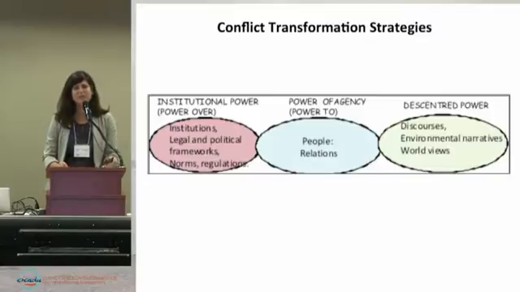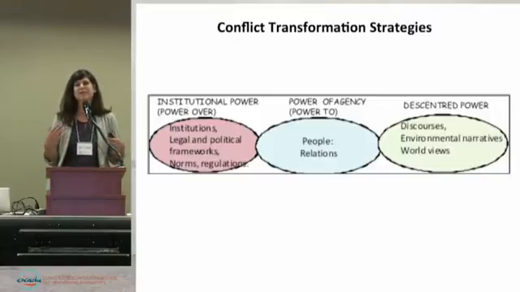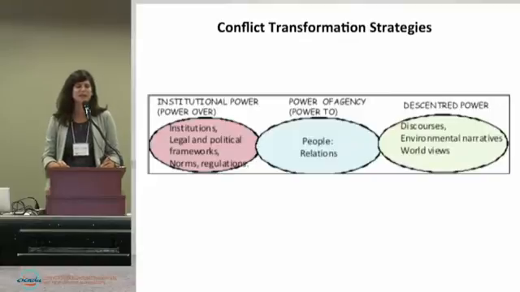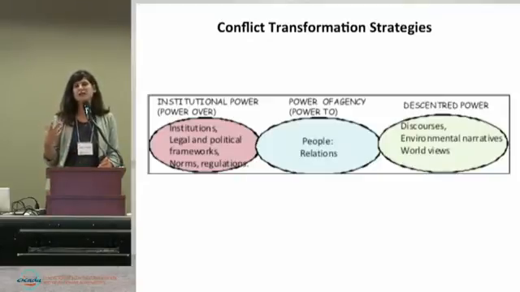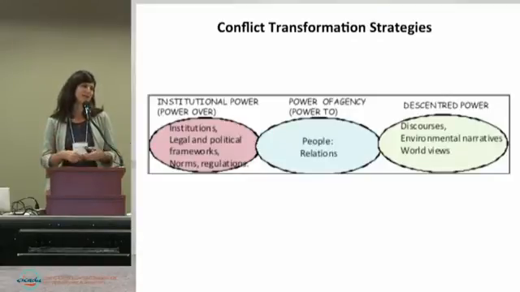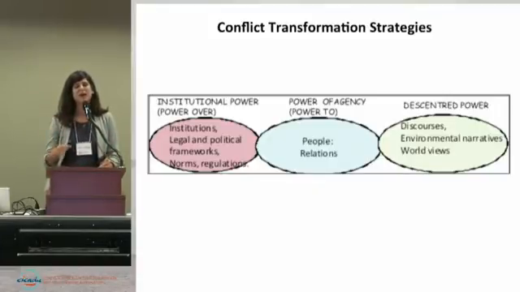I will skip over this, but just so you know, within this framework we're looking at different forms of power and ways to transform these three forms of power. First, institutional power: transformation of the institutional, legal, and political framework. Second, the power of agency, which is the power of relations within the communities, building leadership and changing social relations. And third, decentered power, which can include revitalization of local knowledge and creating counter-narratives.